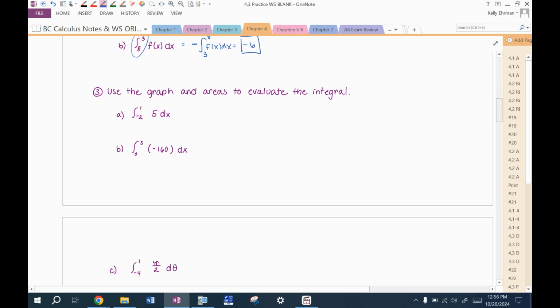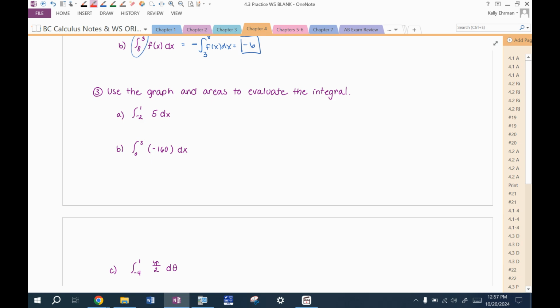All right. For number 3, use the graph and the areas to evaluate each integral. So again, even if you know integration rules, I know some of you had it in AB Calc or Physics C, practice doing things geometrically because sometimes we have to do things geometrically.